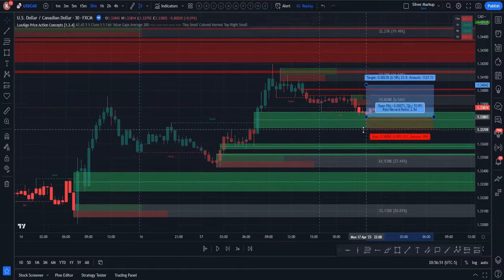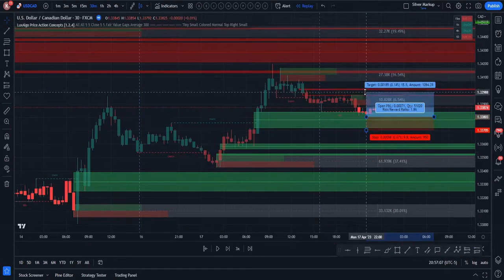So if I was to take this trade, the way that I take the trade is I put my stop loss below the zone, whatever zone I'm using as a rejection point. And then I shoot for at least a 2-to-1 reward to risk.